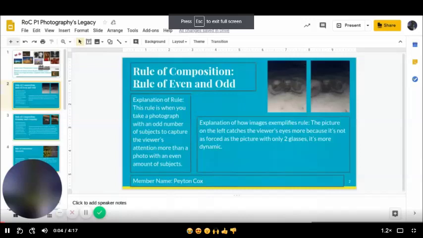Okay, so for the rule of even and odd, it's when you take a photograph with an odd number of subjects, you capture the viewer's attention more than a photo with an even amount of subjects. The picture on the left catches the viewer's eyes more because it's not as forced as the picture with only two glasses. It's more dynamic.